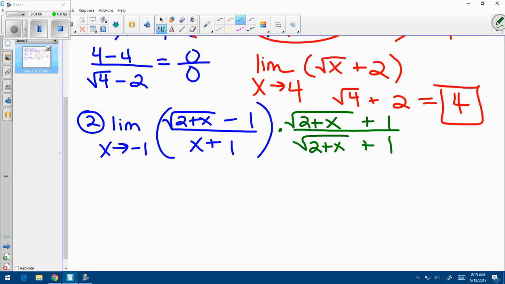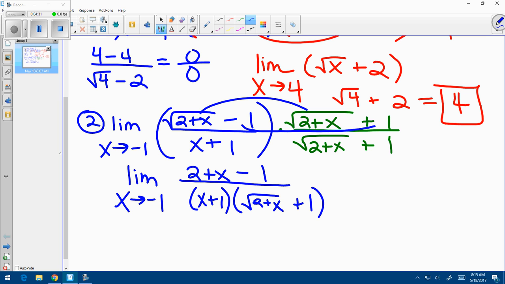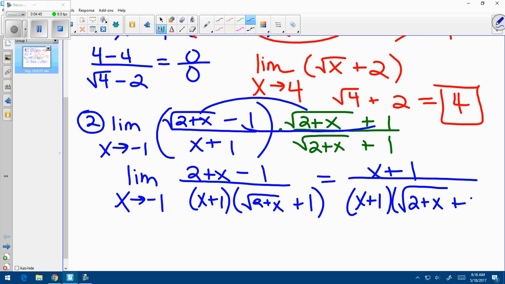When I multiply the conjugate pairs on top, we're evaluating the limit as x goes to negative 1 of: the first terms give you 2 plus x, the last terms give you negative 1. On the bottom, the part that's the non-conjugate pair, we leave as is. If I simplify the top, negative 1 and 2 is a positive 1, and the denominator is x plus 1 times radical 2 plus x plus 1.